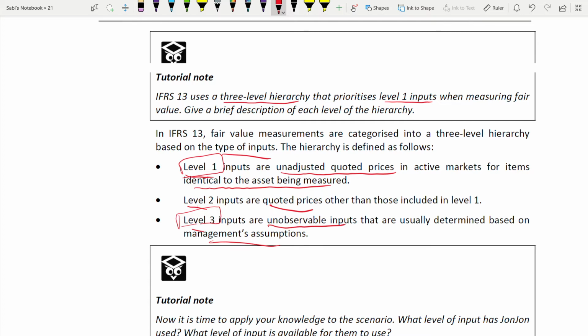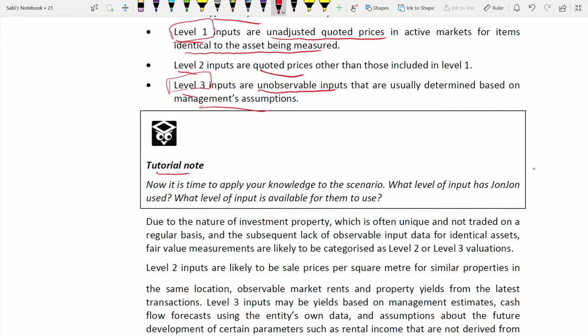Okay, so now just read the tutorial note. Until here, students can write. That's a good thing. Bad thing is from here onwards, students struggle to write. Application to the scenario. So now is the time to apply your knowledge to the scenario. What type of level of input Jonjon has used and what level of input is available for them to use.